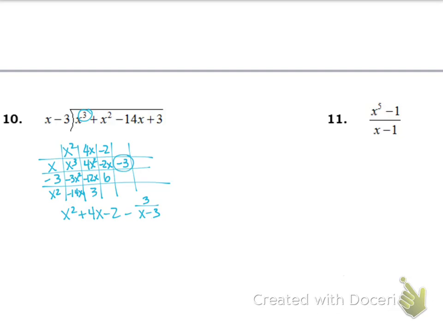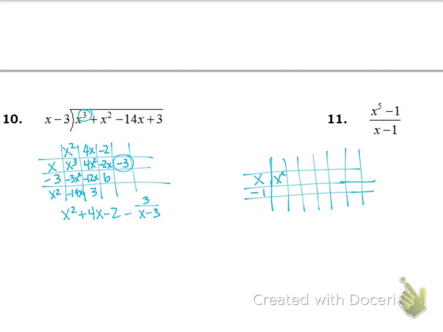Okay, my next one, we're going to have a lot of placeholders. So I need at least 6 lines. 1, 2, 3, 4, 5, 6. X, negative 1, putting an x to the 5th here. I need an x to the 4th. I need an x cubed. I need an x squared. I need an x, and then I have my minus 1.